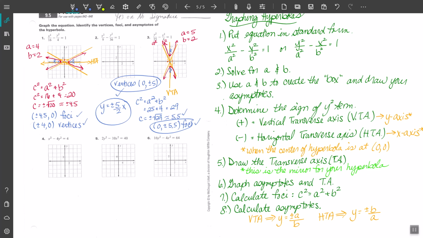If you went to the origin and you counted up 5 and to the right 2, you would get a point on this yellow line. And you would do the same thing if you started at the origin, counted up 5 and to the left 2. You would get a point on this other asymptote.